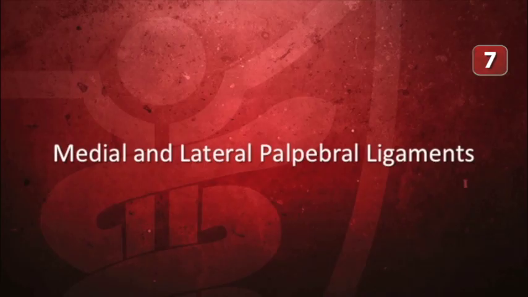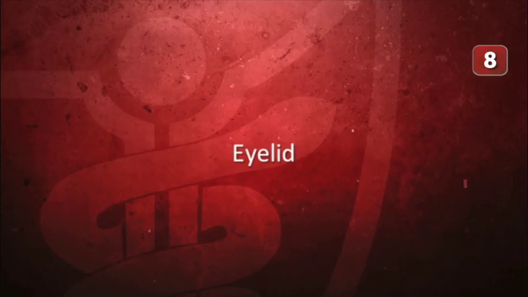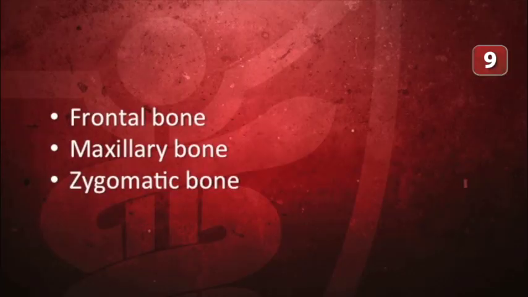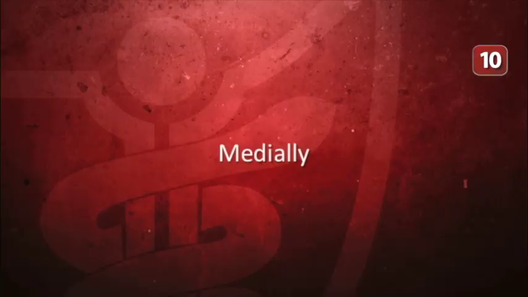Next, what are the check ligaments of the eye that check abduction and adduction of the globe? So that's going to be your medial and lateral palpebral ligaments. Next, to what does the term palpebra refer? That's going to be referring to the eyelid. Next, which three bones comprise the outer orbit, each contributing 1/3? That's going to be your frontal, maxillary, and zygomatic. Next, which way will the eye deviate if the abducens nerve, so cranial nerve 6, is lost? It's going to go medially.